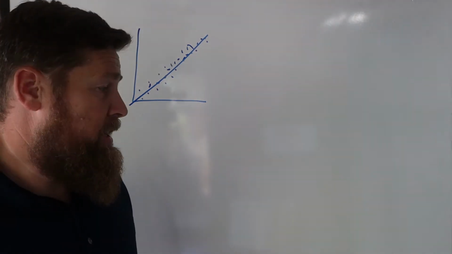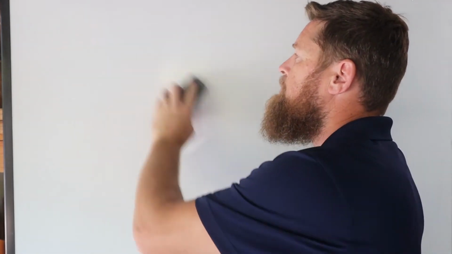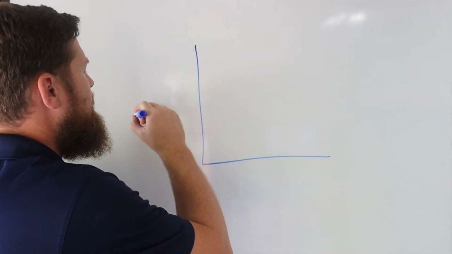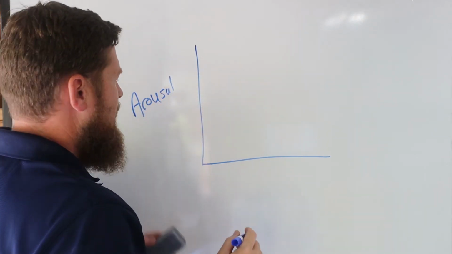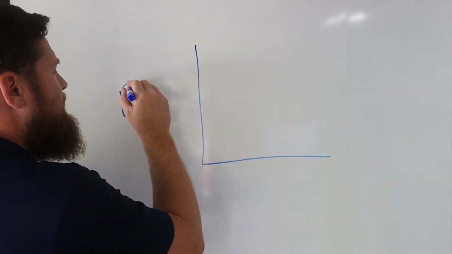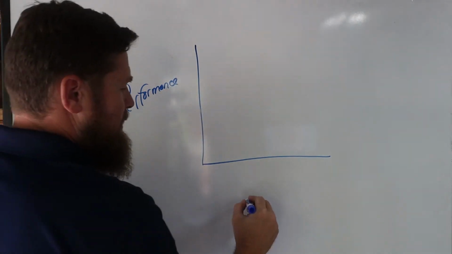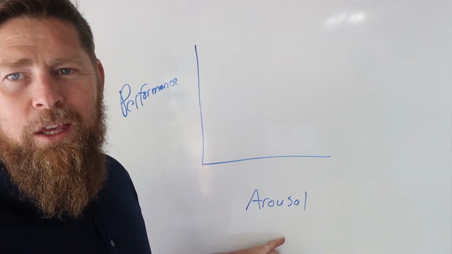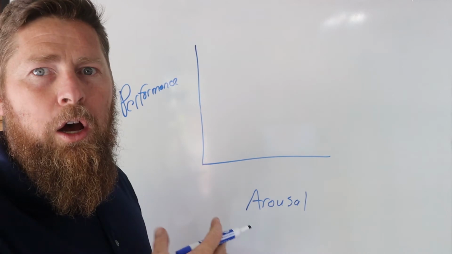For example, there's a classic relationship called the Yerkes-Dodson curve. If you check out the Yerkes-Dodson curve, you'll find that it plots performance versus arousal. Now, arousal just means how awake you are. It doesn't mean like you're aroused. It just means that you're awake, not asleep.